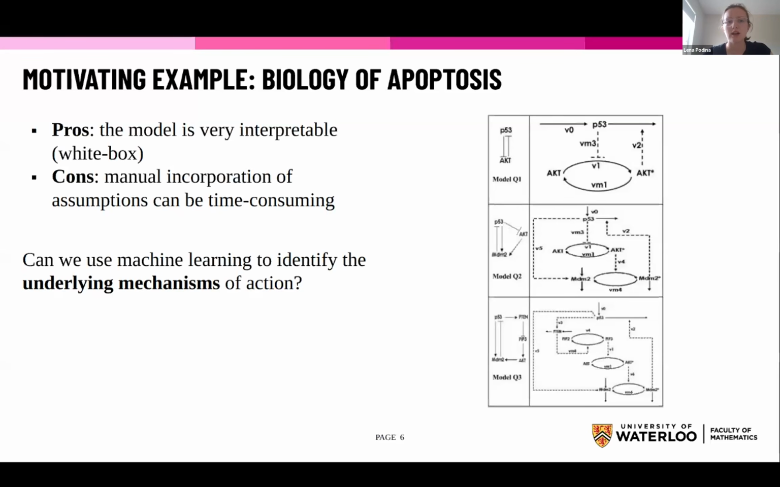But a con is that this manual incorporation of assumptions can be fairly time consuming. You might have to go through a lot of literature. You might have to make modeling decisions. As I said, in this paper there are actually 3 different models that the authors looked at, and looked at basically bistability effects in each one. But essentially, when you're modeling, you have to choose what level you want to model things at. So one of our main questions that we're trying to answer is, can we use machine learning to identify these underlying mechanisms of action?